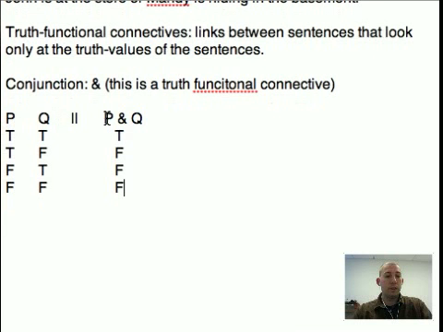So we said that P and Q, this complex sentence, or molecular sentence, is true as long as both of the atoms are true. If both atoms are not true, so if Q is ever false, or if P is ever false, or both of them are false, then the complex sentence is false as well.